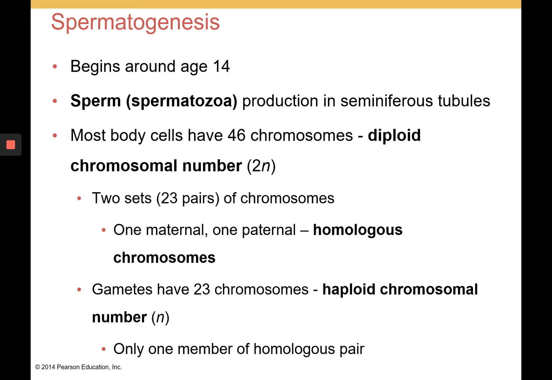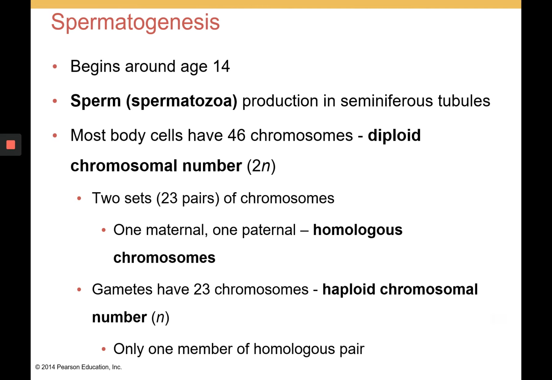Gametes have 23 chromosomes. They have a haploid chromosomal number, which is half the amount of chromosomes of most body cells. Most body cells have 46 chromosomes, which is a diploid chromosomal number represented as 2n. The haploid chromosomal number is represented as n. Diploid chromosomal number has 23 pairs of chromosomes, one maternal and one paternal chromosome, making up a homologous chromosome pair.